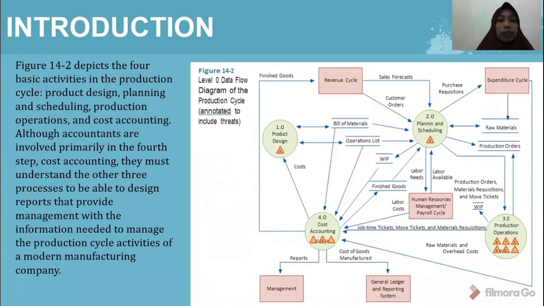Figure 40-2 depicts the four basic activities in the production cycle: product design, planning and scheduling, production operations, and cost accounting. Although accountants are involved primarily in the last step, cost accounting, they must understand the other three processes to be able to design reports that provide management with the information needed to manage the production cycle activities of a modern manufacturing company.